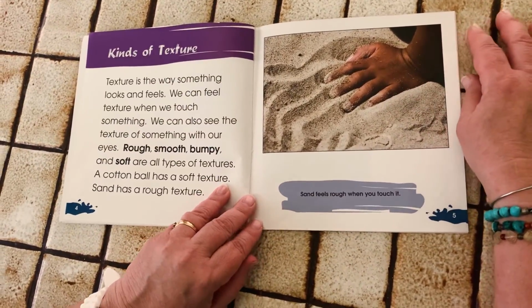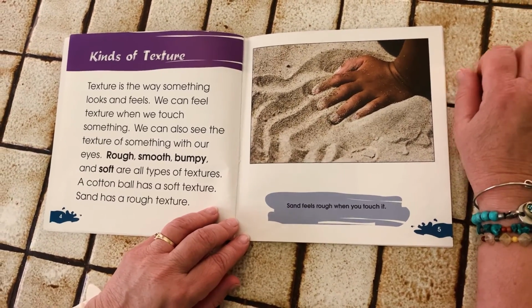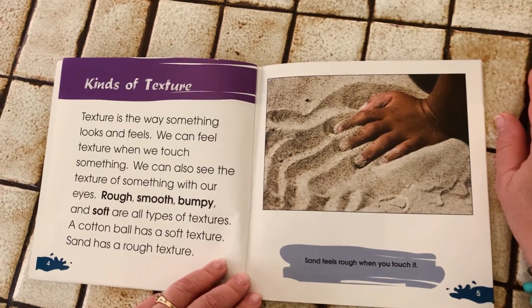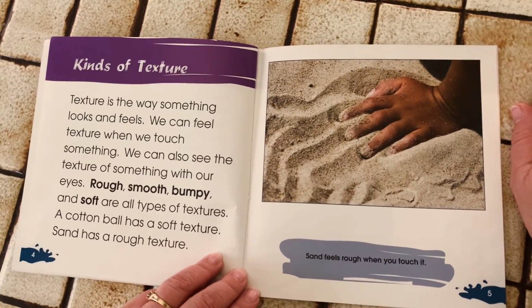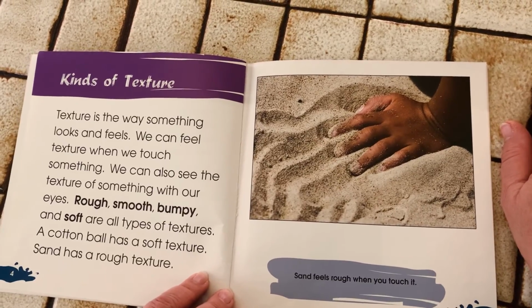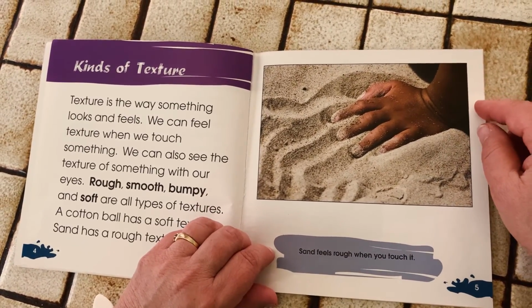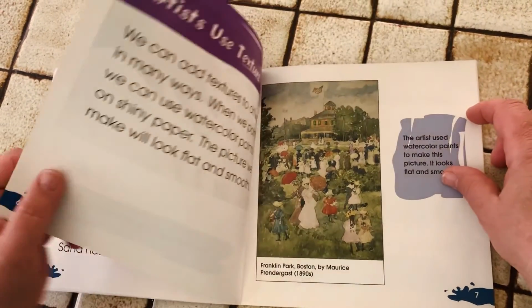Texture is the way something looks and feels. We can feel texture when we touch something. We can also see the texture of something with our eyes. Rough, smooth, bumpy, and soft are all types of textures. A cotton ball has a soft texture. Sand has a rough texture. Sand feels rough when you touch it.